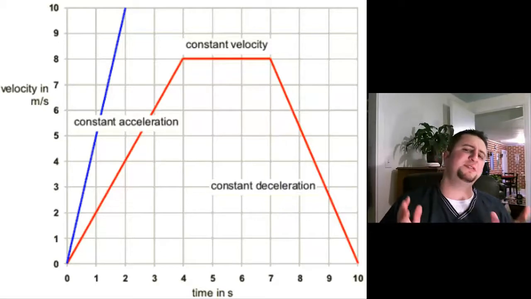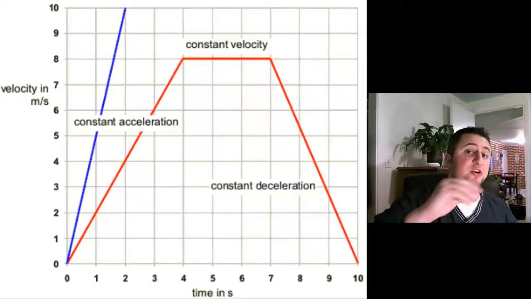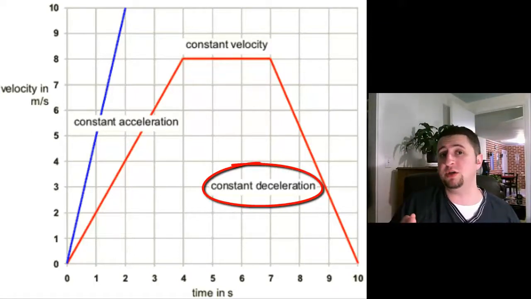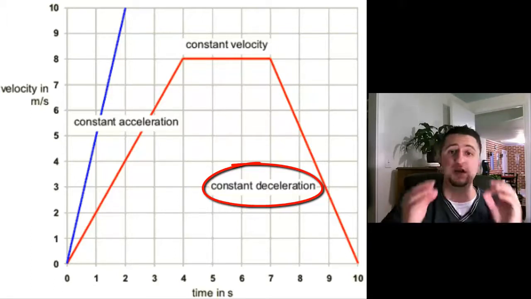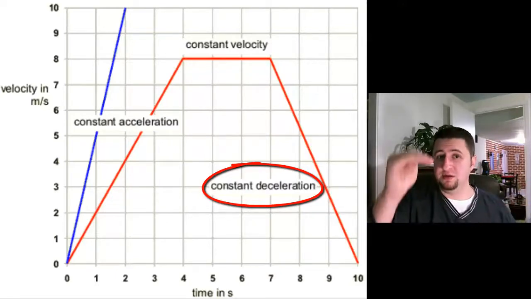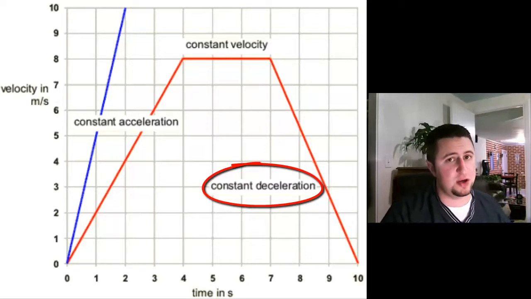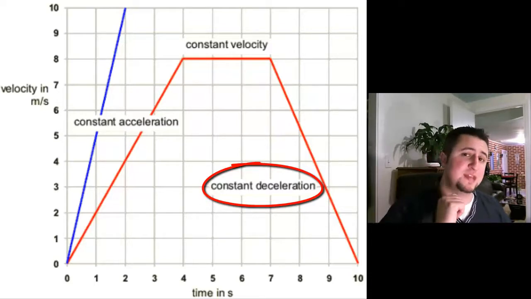Now I want you guys to see here that when objects are slowing down or they're decreasing their velocity, we call that a deceleration. According to our definition of acceleration, which is a change in velocity over time, that deceleration is still considered an acceleration, even though we would consider it to be what's called a negative acceleration. And we're going to focus on that in class.